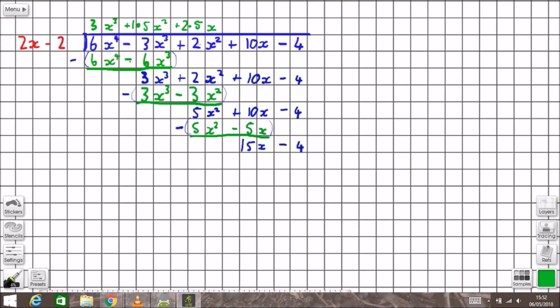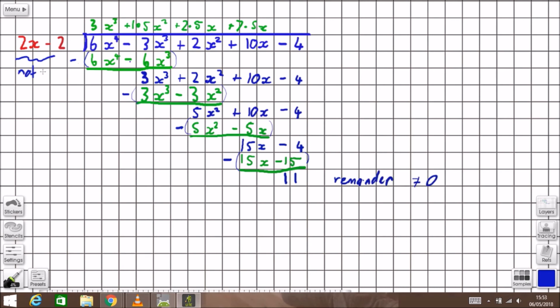Right, once again, 2x times what equals 15x? Well, it's going to be times 7.5. 7.5 times 2x equals 15x. 7.5 times negative 2 gives us negative 15. Right, we'll subtract those. The leading term will again disappear. So that's good. But negative 4 minus negative 15 gives us positive 11. And last time we had a remainder of 0. This time our remainder is 11. It's not equal to 0.